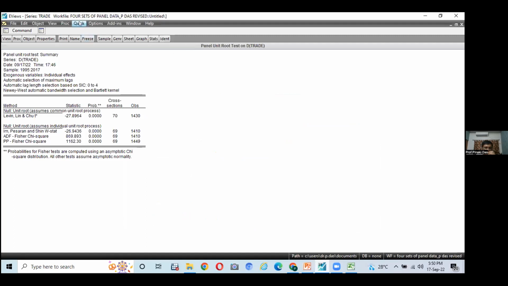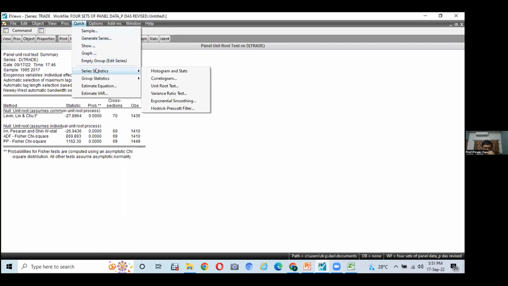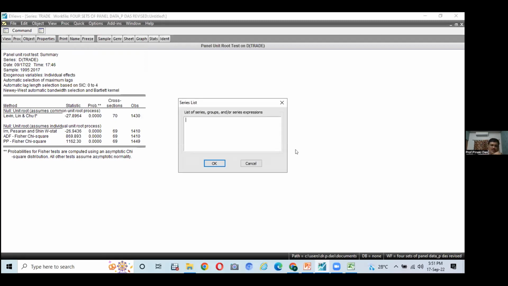We start from here, Quick. Previously under the series statistics, the unit root test option was available, but now I select the group statistics. Under the group statistics, the co-integration test is available. Under this test, all the alternative types of tests that I mentioned in the PPT are available. First of all, specify the variables. GDP is one variable, another is trade, TRAD. You can check the spelling of the variables. Okay.